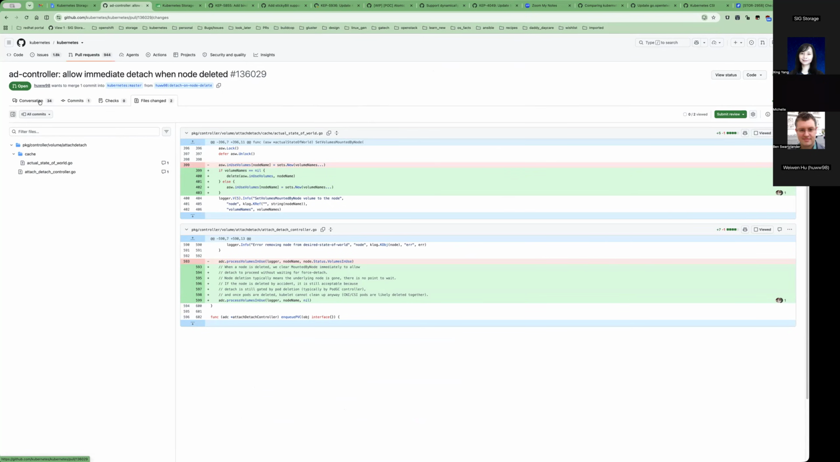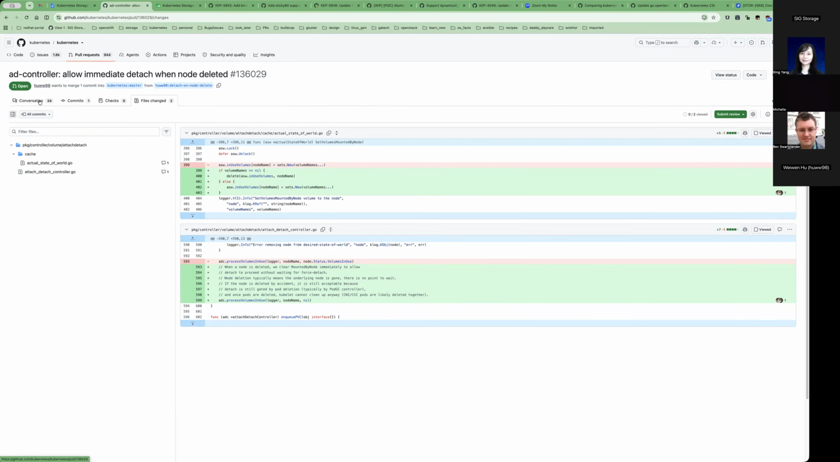Since you said that option, if we disable the 6 minute timeout with that option, actually this becomes much worse, because we rely on the 6 minutes to detach the volume from the deleted node. And if someone is using that flag and the node is deleted, that volume will hang there forever.